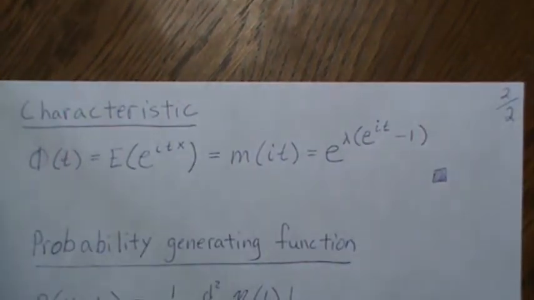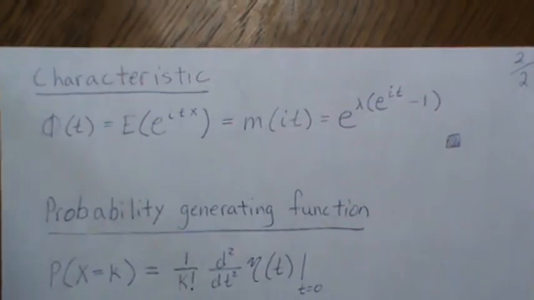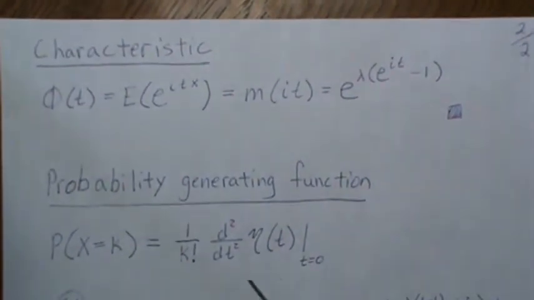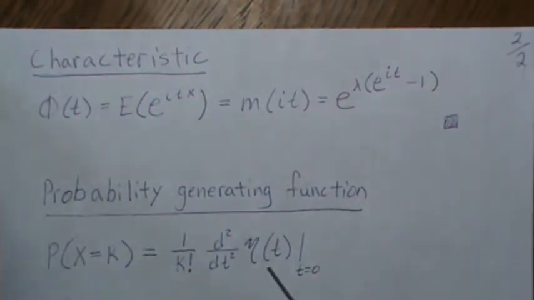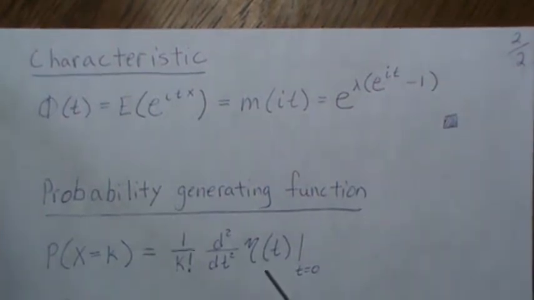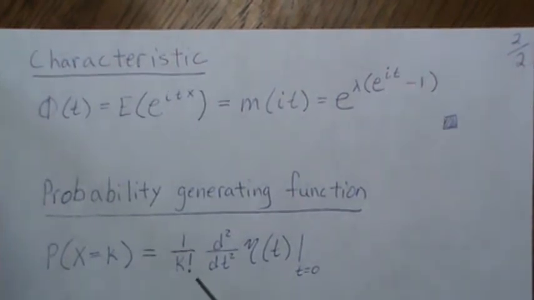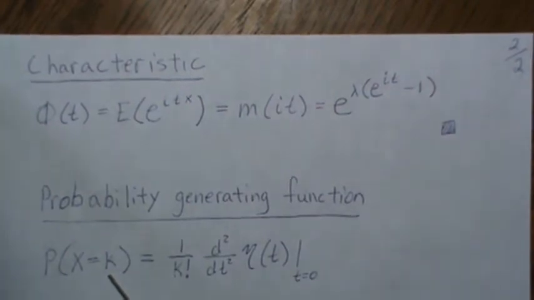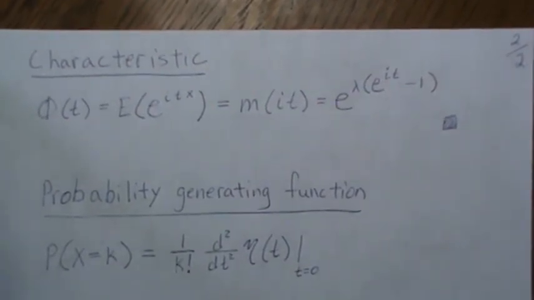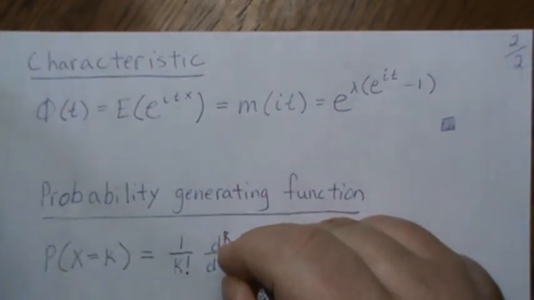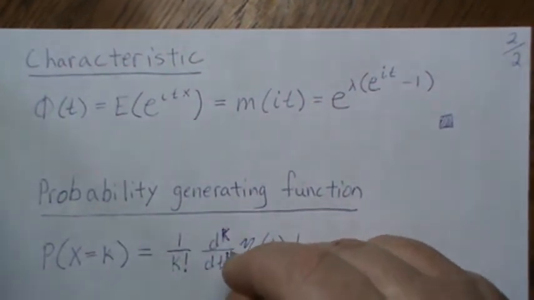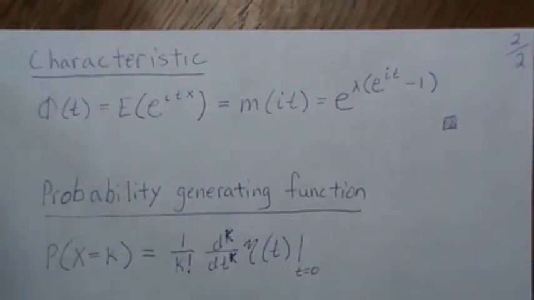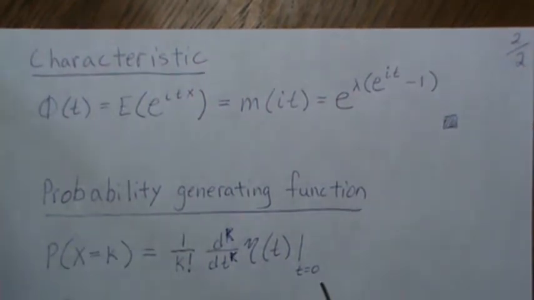Now the probability generating function is actually something we've already derived, and that's the factorial moment generating function. But instead of evaluating it at 1, we evaluate it at 0 and divide by a factorial. So if we want to find the probability that x is equal to k, we take the kth derivative of eta, evaluate at t equals 0, and divide by k factorial.